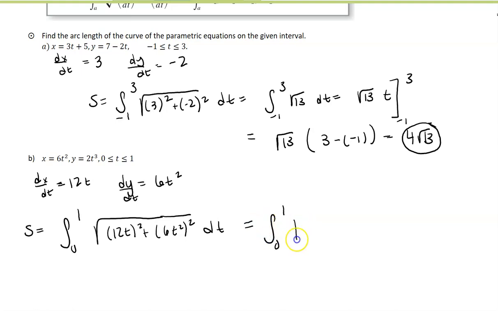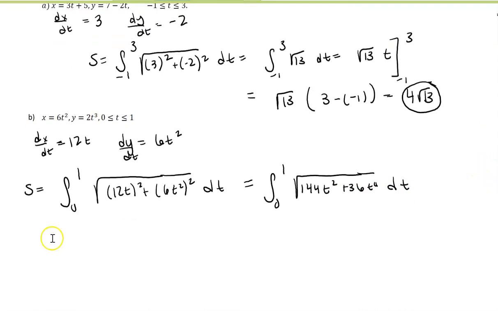So the trick here, I'm going to go ahead and multiply this out, and that'll be 144t squared plus 36t to the fourth. And keep in mind that I cannot break up this integral with addition, but I can potentially with multiplication. So what I'm going to do is I'm going to recognize that both of these are divisible by 36, and they also contain a t squared. So we'll make this the square root of 36t squared times the square root of 144 divided by 36 is going to be 4. And then the 36t to the fourth divided by 36t squared is t squared.